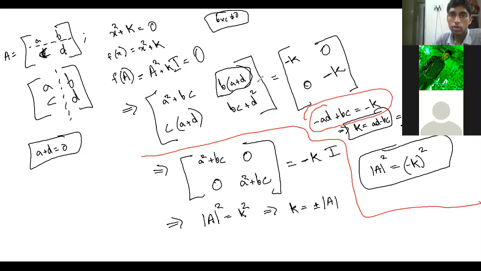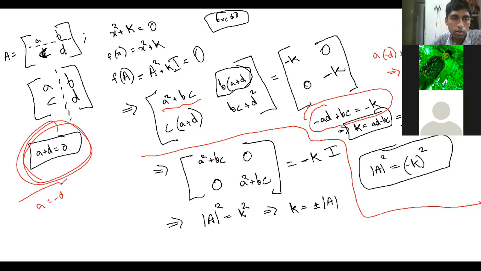After getting this a square plus bc is equal to minus k, he is writing a square as a into minus d, minus ad plus bc is equal to minus k. And from there he is saying k is equal to ad minus bc, which is delta. That is what he got. This is a solution, but sir, why are you writing minus d? It can also be plus d. Why am I writing minus d? How can it be plus d? We got a plus d is 0, no? If a plus d is 0, a will be equal to minus d. Okay, okay.